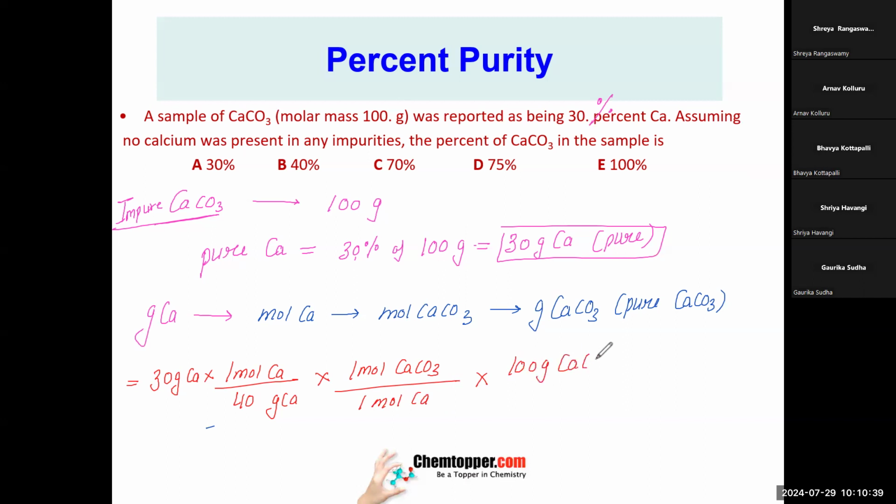Oh, that's good. That's good. Very good, Shreya R. Get the percent. Percent purity. The percent of calcium carbonate. The purity of the sample.